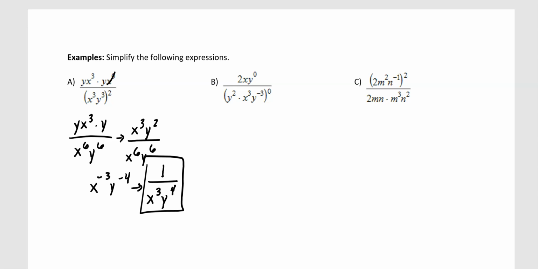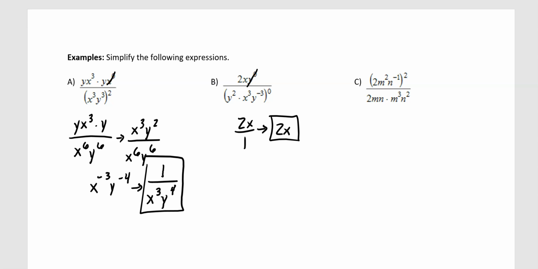Now, look at letter B, what happens here. I have y to the 0, I can get rid of that. This entire operation, y squared times x to the third, y to the negative third, is being taken to the 0 power. Anything to the 0 power is 1. So this is just going to become 2x over 1, which indeed equals just 2x.